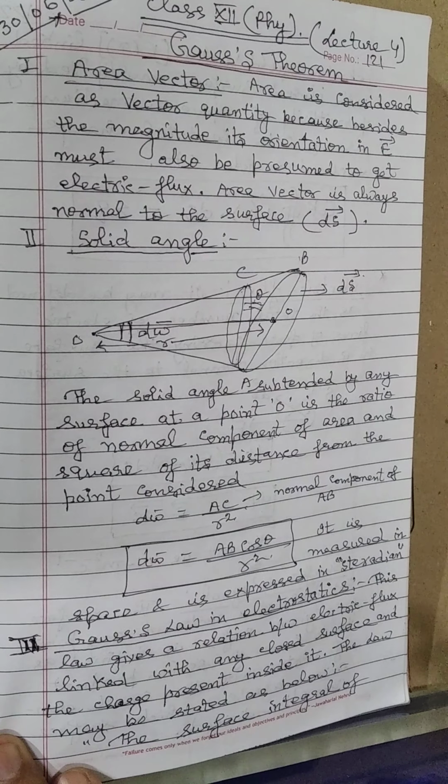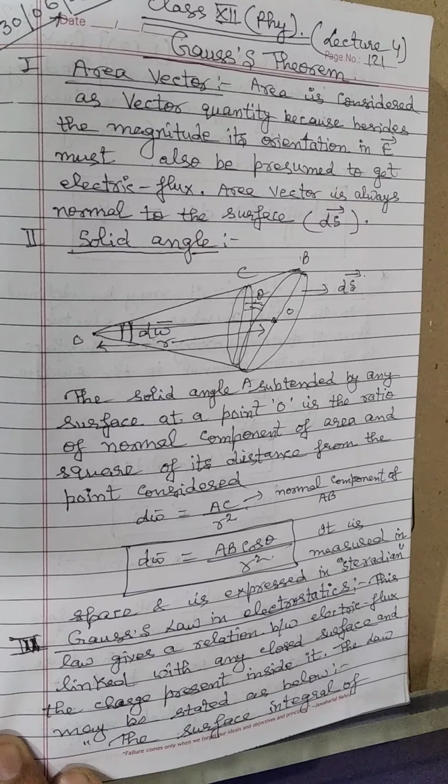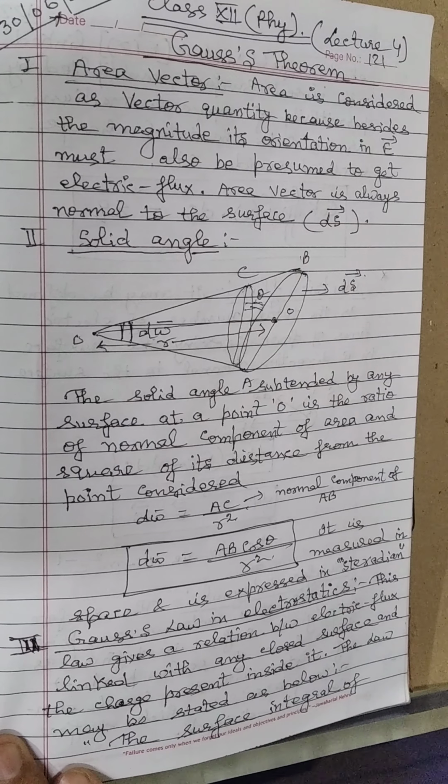Good morning, dear children. Today we are going to deliver our fourth lecture on Gauss's theorem. Before we discuss Gauss's theorem, there are two topics we have to discuss: the area vector and the solid angle. Now let us take the area vector.